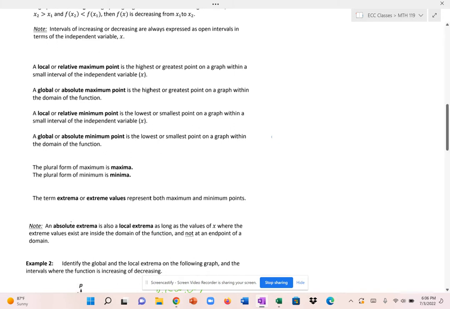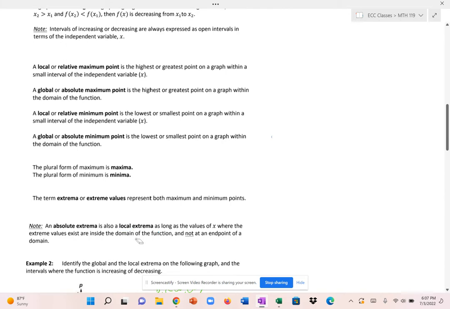You can have an absolute extrema, and it can also be a local extrema, as long as the values of x where the extreme values exist are inside of the domain and not on an endpoint of a domain or an interval that it's graphed on. So you can have local extrema within the domain of a function, but not at the endpoint of a domain. Some functions have a beginning and end. They're not all real numbers. So you won't have a local or relative extreme value on an endpoint.